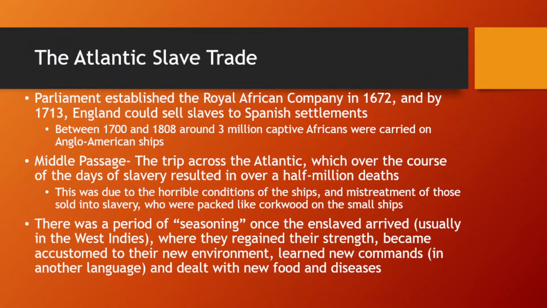There was also a period of so-called seasoning after the slaves arrived, usually in the West Indies, where they gradually regained their strength, because again, it takes a month to get overseas from Europe and Africa to North America. They became accustomed to the new environment, learned new commands in a language they were completely unfamiliar with, and dealt with new food and diseases. Many of them, of course, died during this time. Also, apparently, a big part of the seasoning was just beating them. Let's get them used to being physically mistreated.